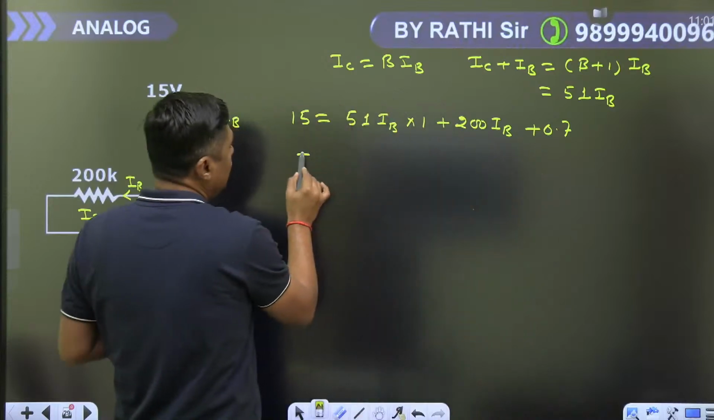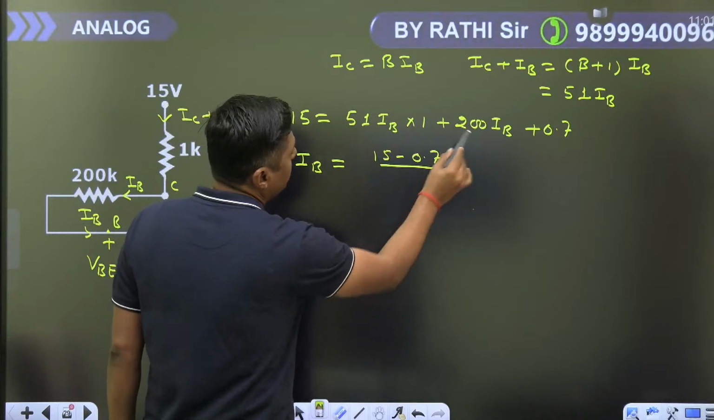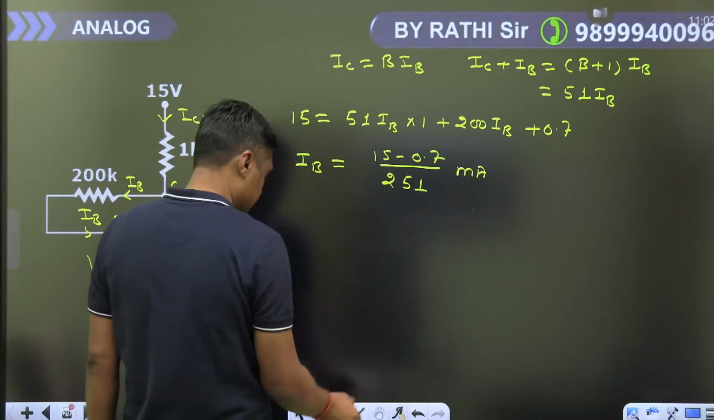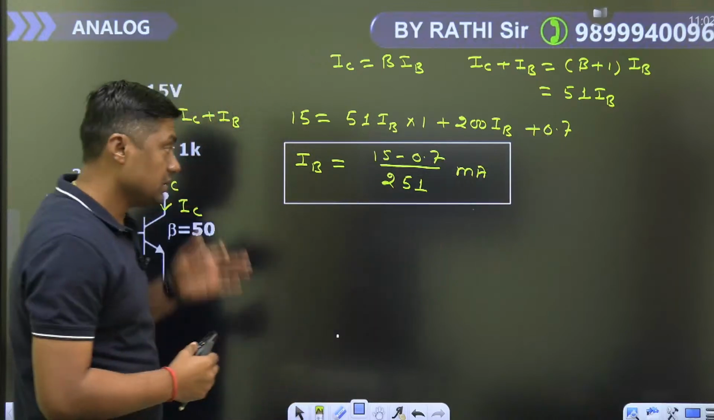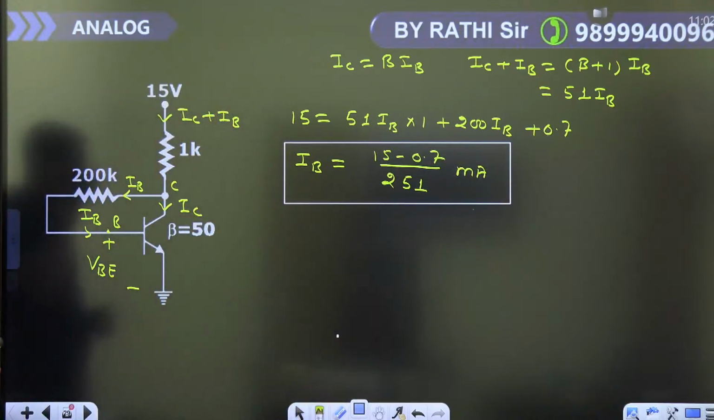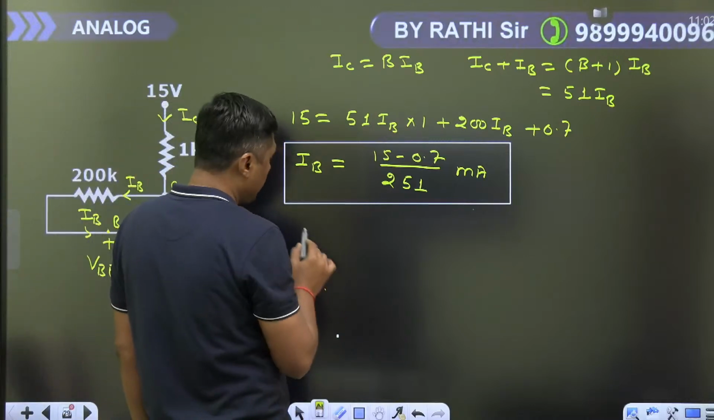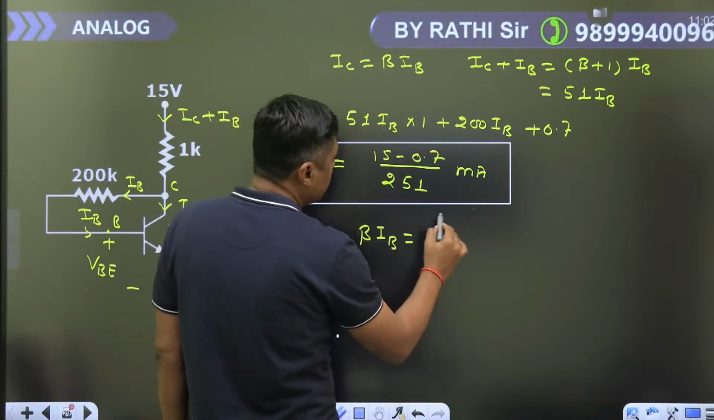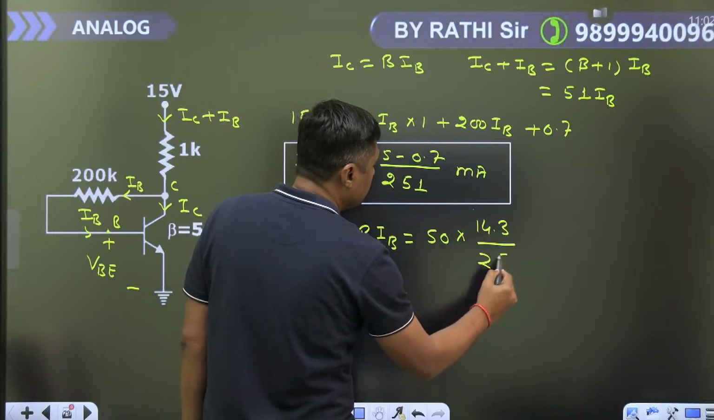Now, what is the value of IB here? 15 minus 0.7 divided by 251, in milliampere. With the help of the virtual calculator you can find it. Now, what is the IC? IC is nothing but beta times IB. What is the beta? 50 into 14.3 divided by 251.